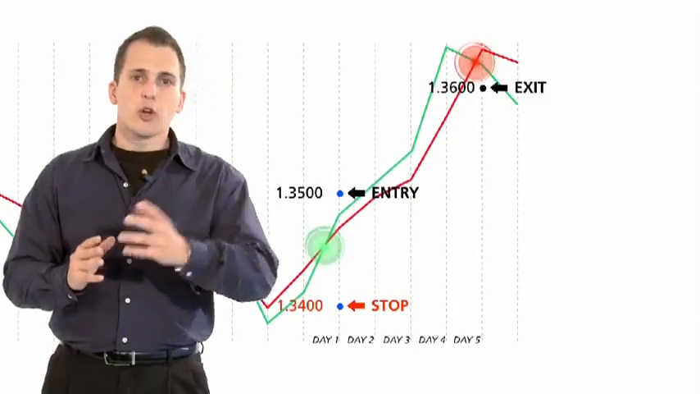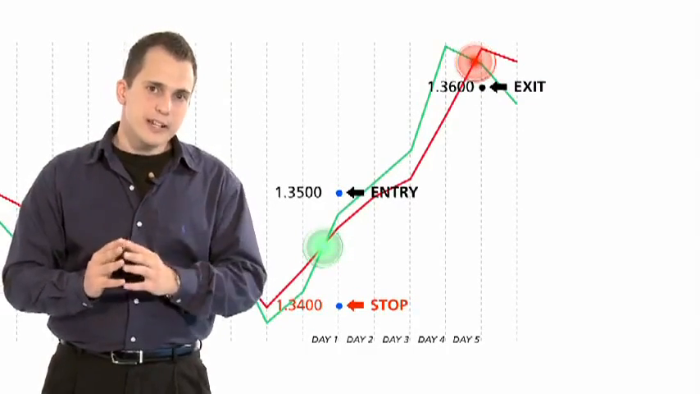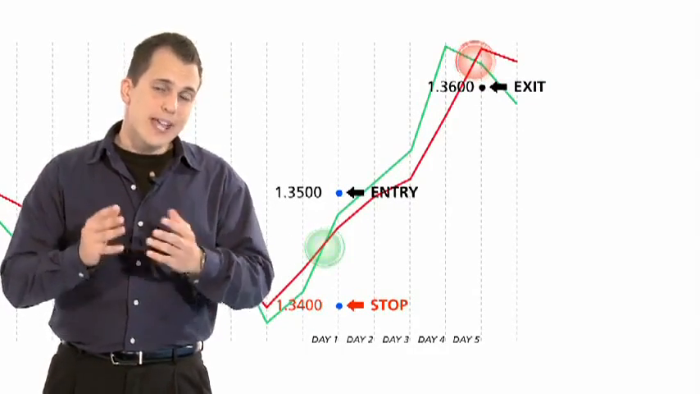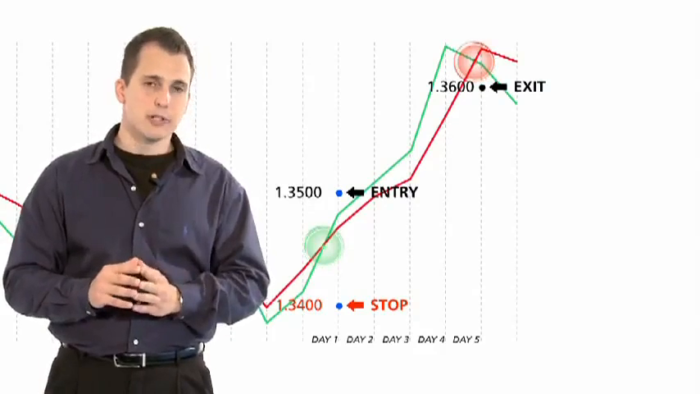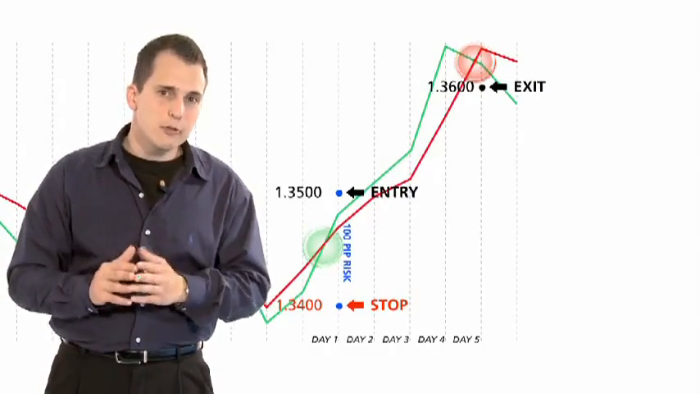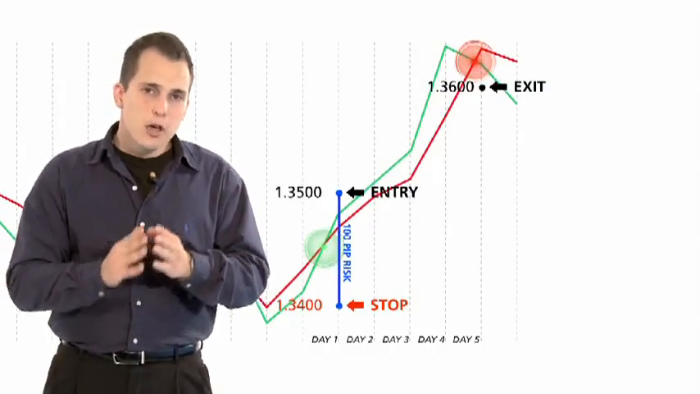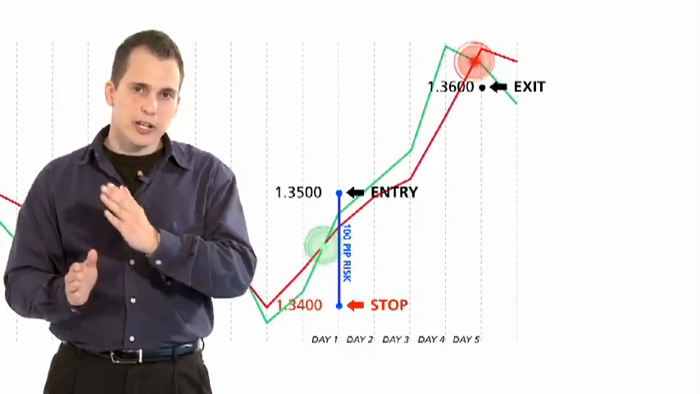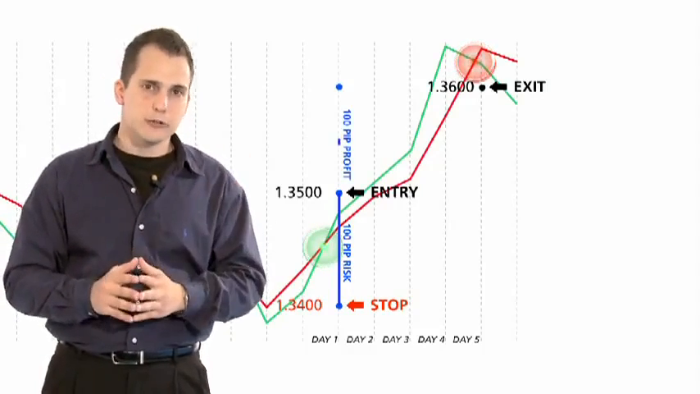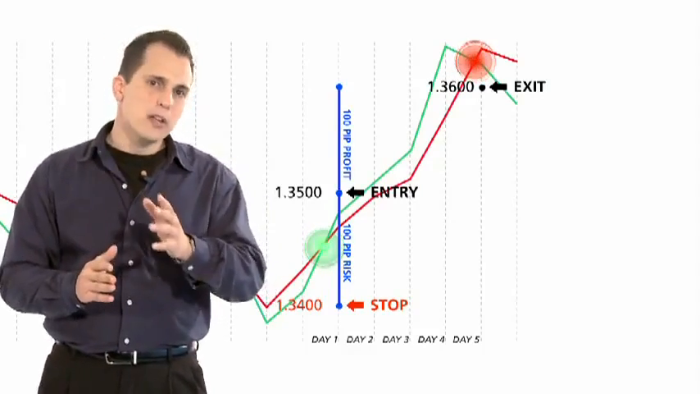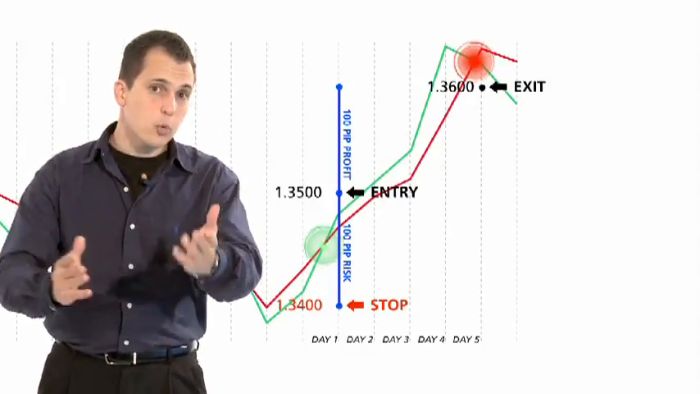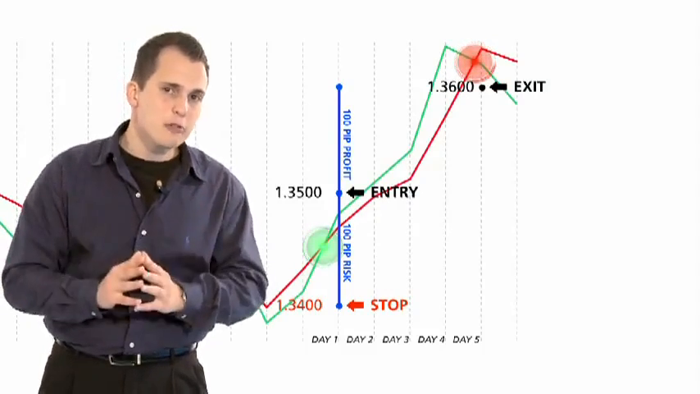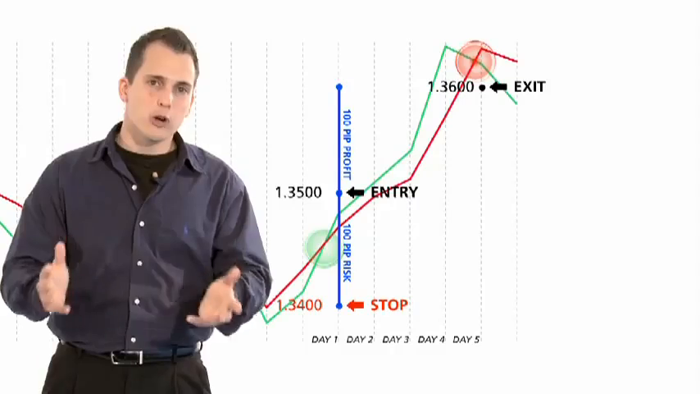So let's have a look at the results of the trade. We entered initially at 1.3500. We had a stop at 1.3400. That means we had a 100 pip risk on the trade. Through this trade, as it progressed, initially first down and then up in our direction, we exited at 1.3600, which means what happened? We had a 100 pip gain as the result of this trade.